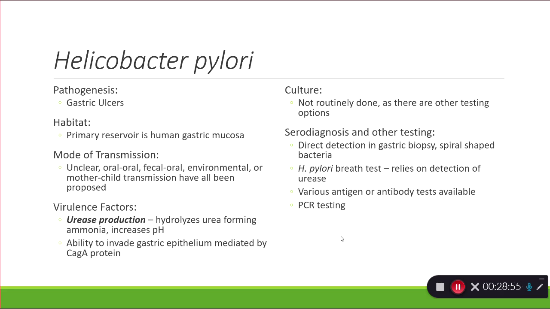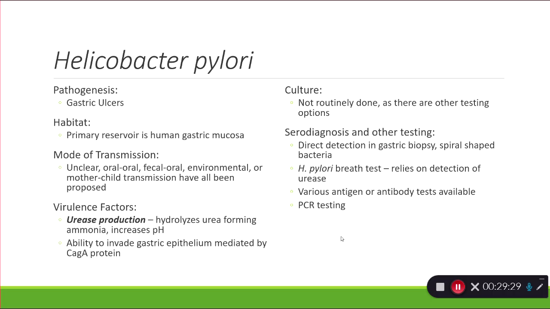One of our last organisms is Helicobacter pylori. This one causes gastric ulcers. The primary reservoir is the human gastric mucosa. The mode of transmission is unclear, but it's usually oral to oral, fecal oral, environmental, or mother to child transmission. It's known for its urease production. It hydrolyzes urea, forming ammonia, which increases the pH and turns it pink. The ability to invade the gastric epithelium is mediated by something called the CagA protein.